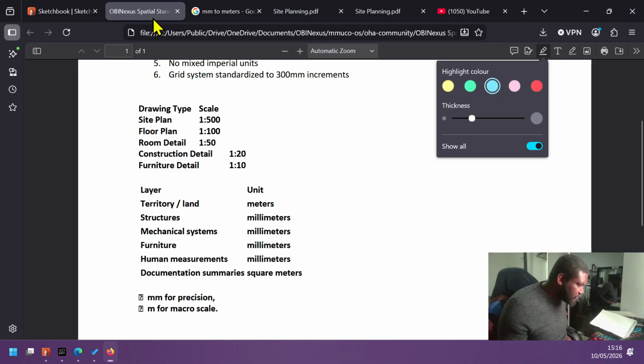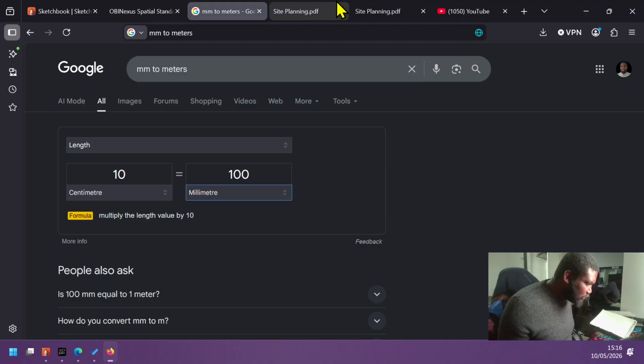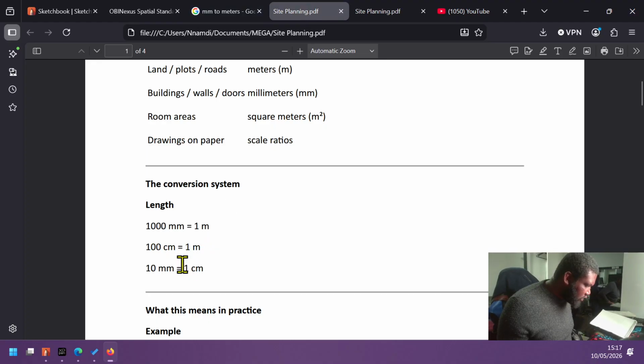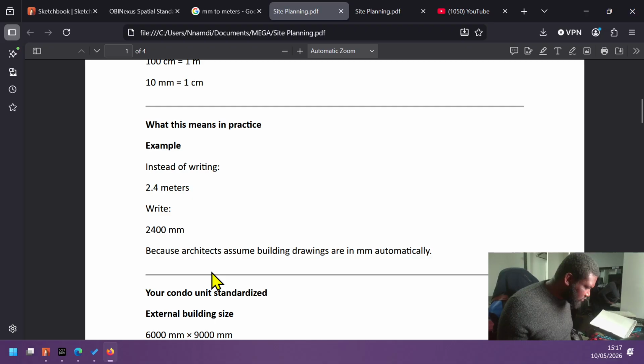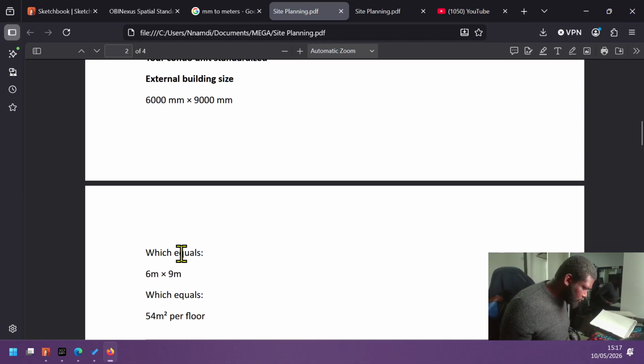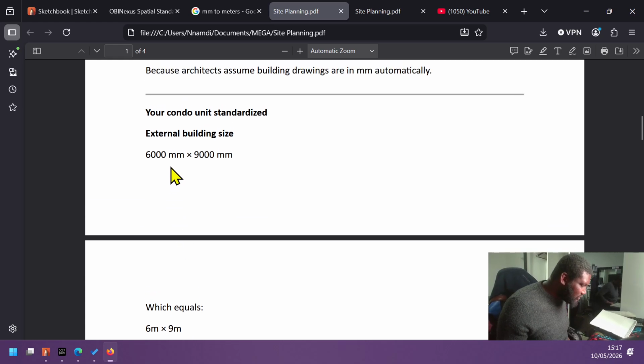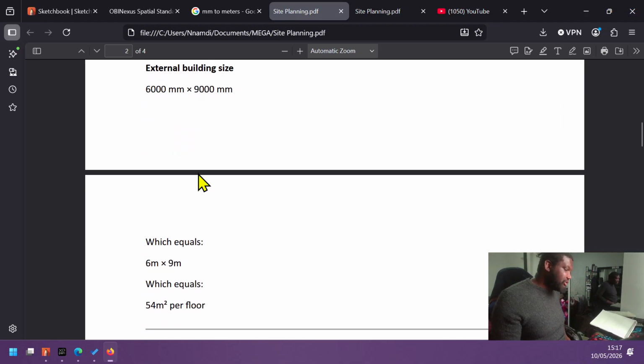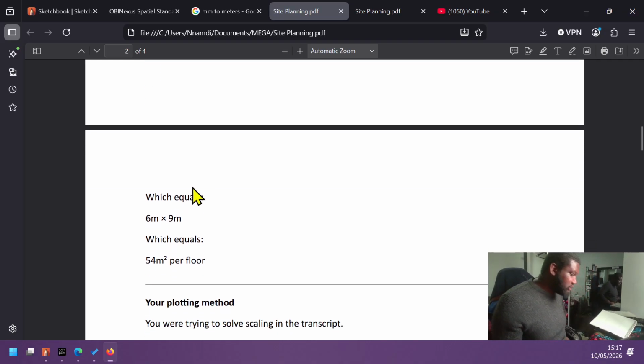I'll be using 14, 246. So by that, we should have 100 centimeters, 10 meters, 1 centimeter, 3,400 millimeters, 6,000 millimeters. You can understand? 6,000 millimeters, and then 6 times 9 meters.